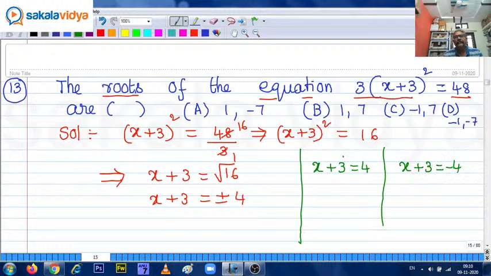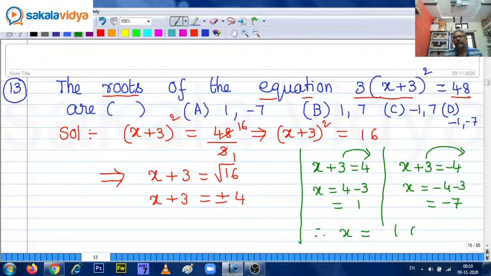Take 3 this side. Take plus 3 this side. x equals to 4 minus 3, x equals to minus 4 minus 3. This will be 1, this will be minus 7. That means x is equal to 1 or minus 7. 1 or minus 7 means option A itself only. So A is the right option.